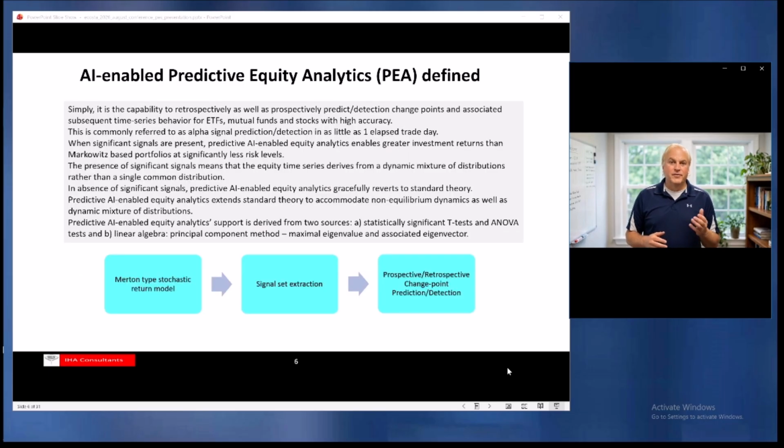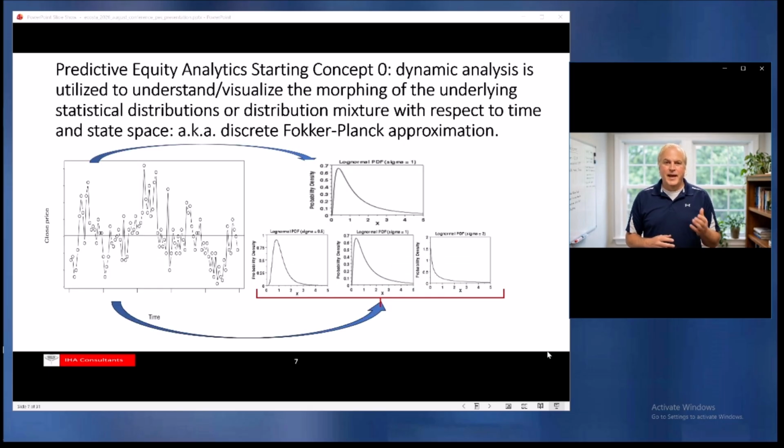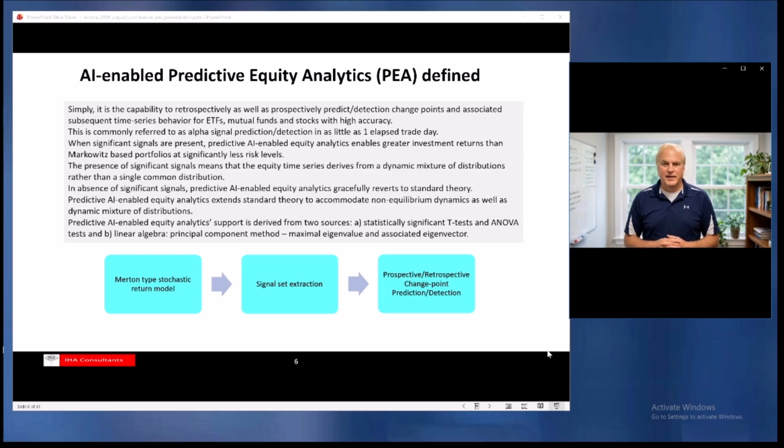AI-enabled predictive equity analytics, PEA, defined. Simply, it is the capability to retrospectively as well as prospectively predict, detect change points, and associated subsequent time series behavior for ETFs, mutual funds and stocks with high accuracy. This is commonly referred to as alpha signal prediction, detection in as little as one elapsed trade day.